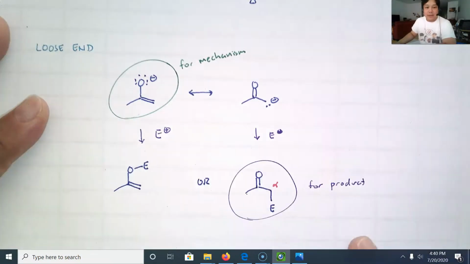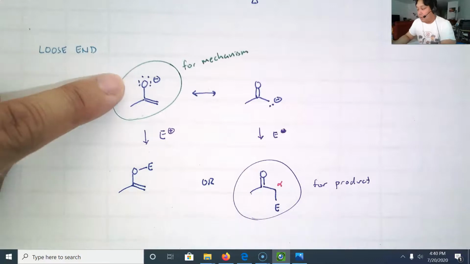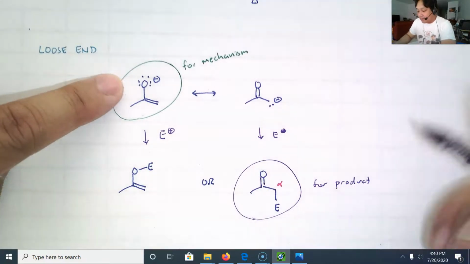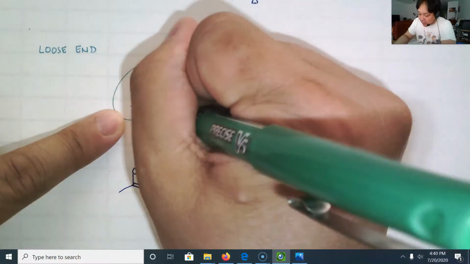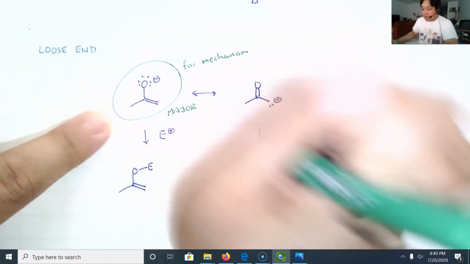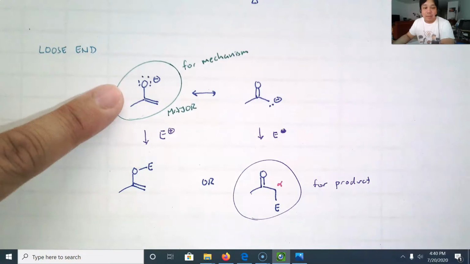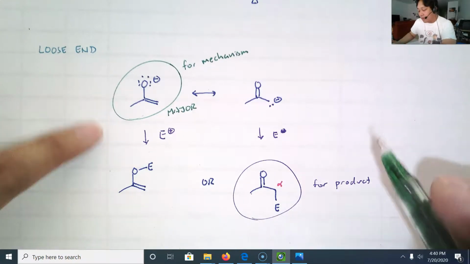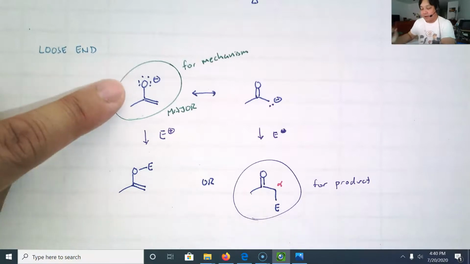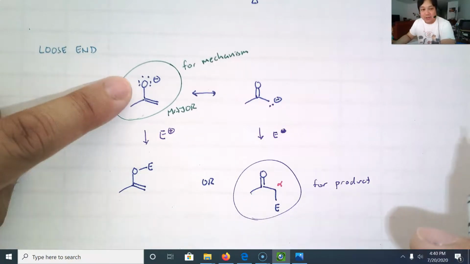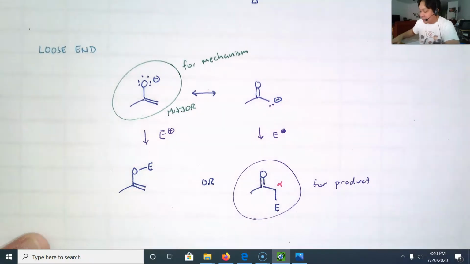The reason for that is, again, for the mechanism, this is the major resonance contributor. So I like drawing the mechanism through the O minus. But in terms of the product, we're not attaching anything to the oxygen, right? We're always attaching something to the alpha carbon.